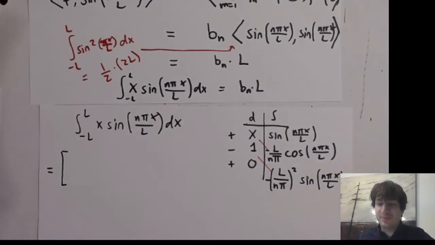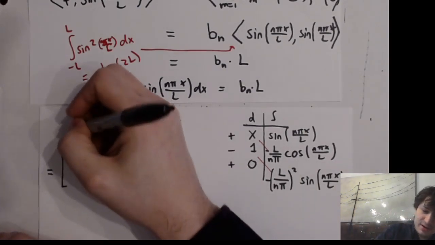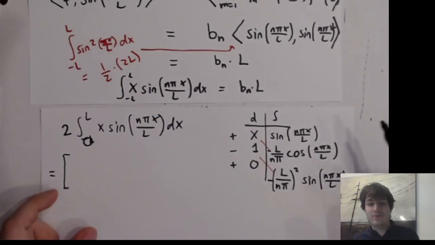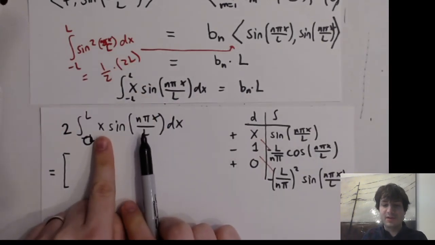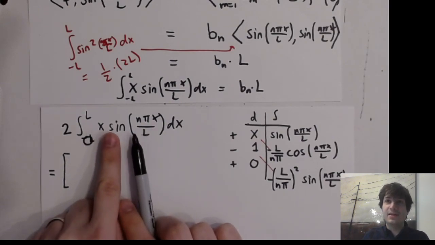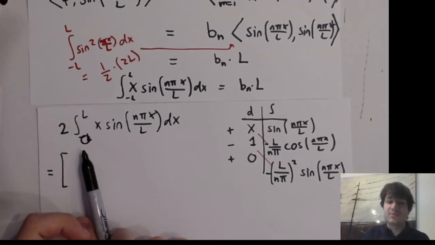Okay, it occurs to me there's something else we can do here to simplify things a little bit before I do the integration by parts. Instead of integrating from minus L to L, I'm going to integrate from 0 to L and multiply by 2. And we know that that'll work because these are both odd functions. When you multiply two odd functions together, you get an even function. And an even function is the same from minus L to 0 as it is from 0 to L.